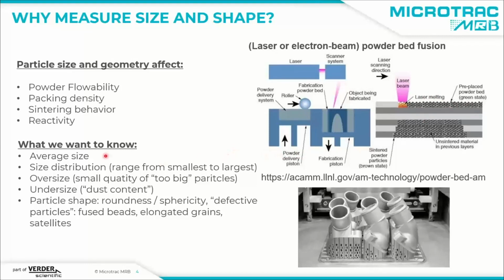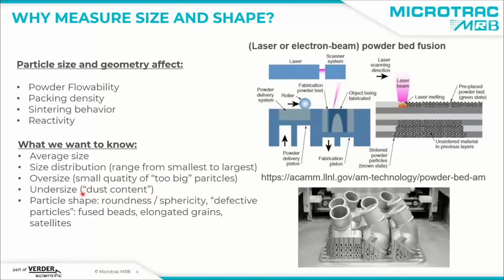So what we can get from a particle size analysis is the average size of the particles of the powder, but not only that, but also the size distribution, which is the range from smallest to largest particles, and the quantity of oversized particles. By oversized, I mean a small quantity of particles that are much bigger than the rest of the particles, and that would be maybe one big particle sticking out here, and that would be the point where the sintering would not be very efficient.